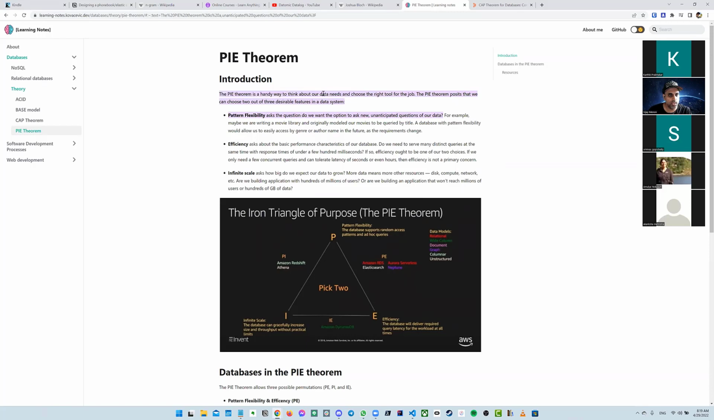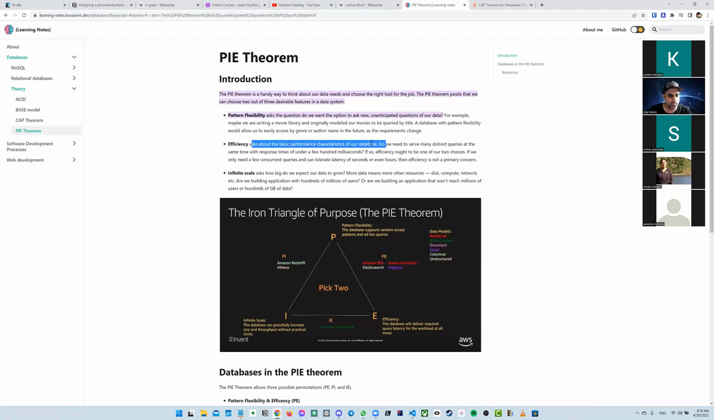It says it's a handy way to think about data needs and choose the right tool for a job. Again, we can only choose 2 out of 3 desirable features in a data system. Pattern flexibility is all about asking the question, do we want the option to ask new unanticipated questions of our data? For example, we are writing a movie library and originally modeled our movies to be queried by title. A database with pattern flexibility would allow us to access by genre or author name in the future as the requirements change. So that's pattern flexibility: it supports random access patterns and ad hoc queries.